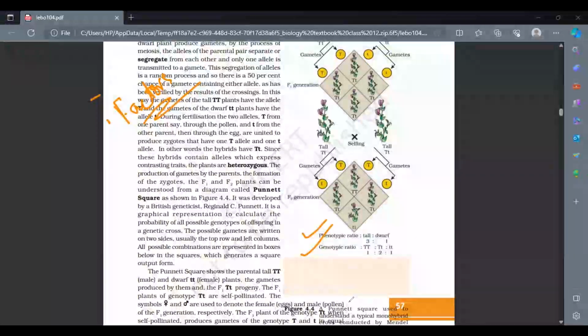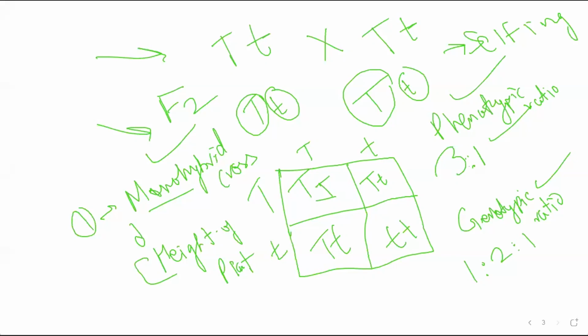Okay. So obviously, this was one way in which the first law was discussed. There was a second law also that Mendel gave from this monohybrid cross only. That also we can discuss now. So the second law is known as the law of segregation.